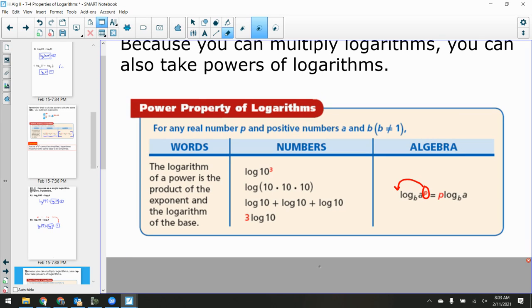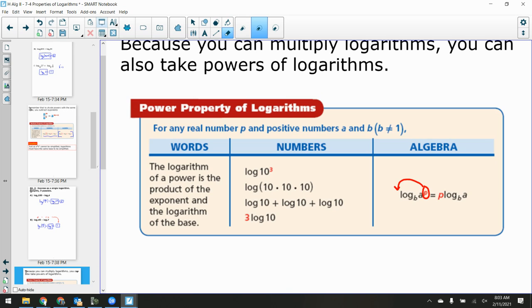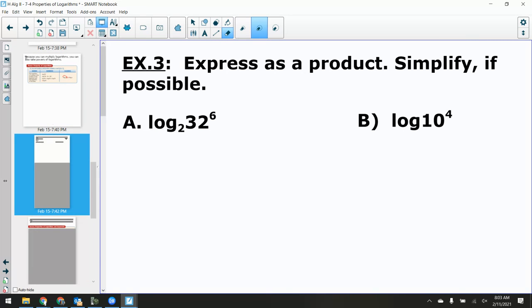So what can you do here? You can take a power and you can bring it out front and you can multiply. That is actually a very, very useful statement that we will use a lot in solving other types of equations as well. If we can turn things into logarithms, we can use these properties that are unique to logarithms to maybe help us solve some equations. All right, let's try that.